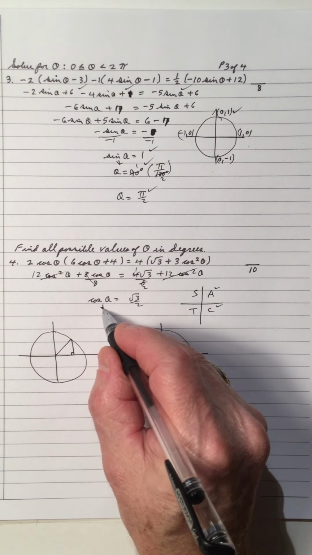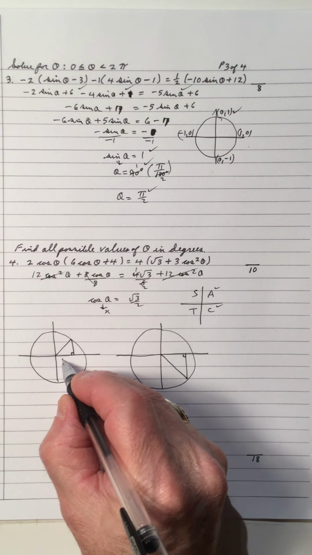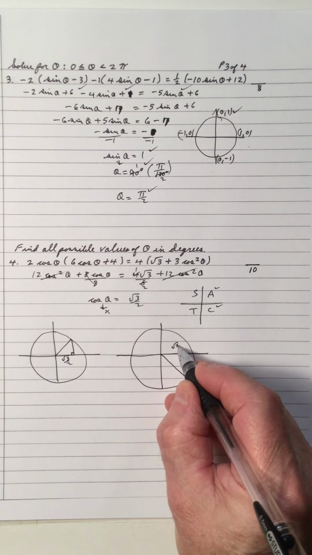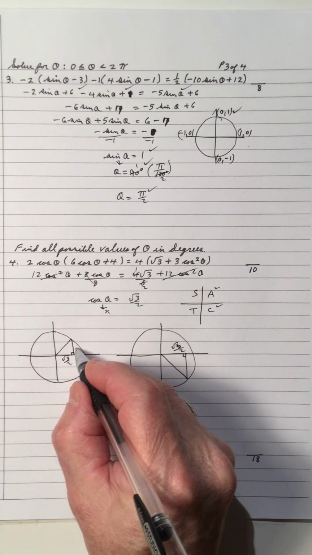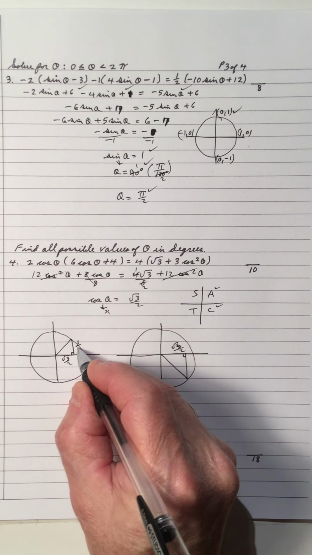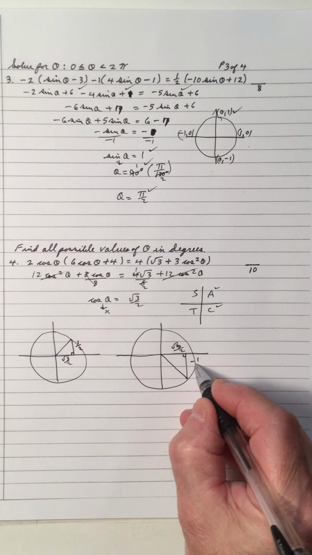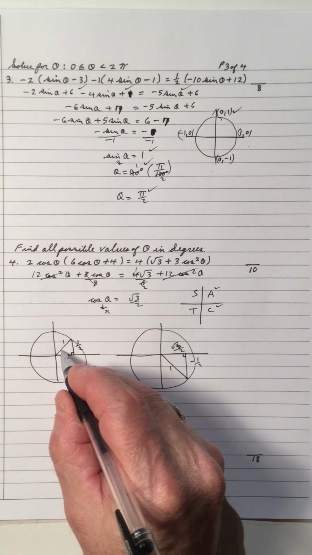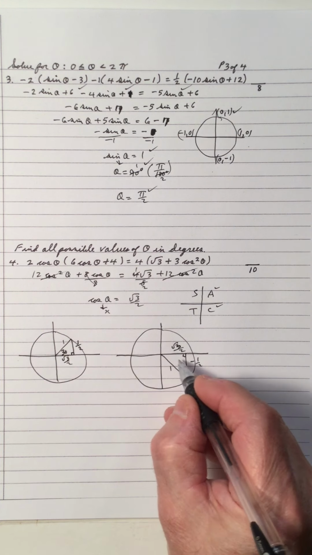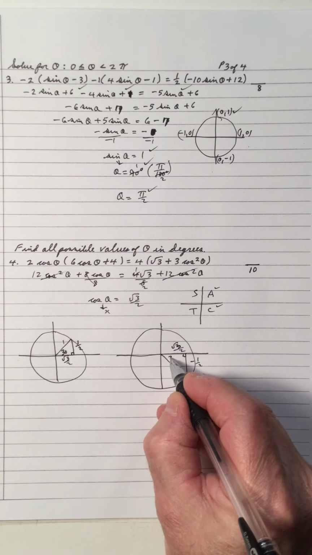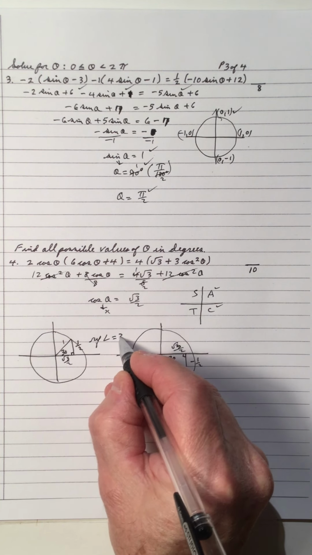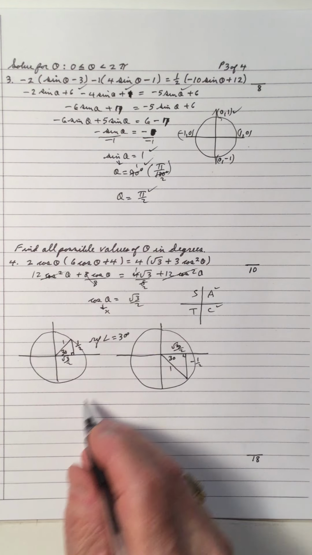And cos is the x. So the x is root 3 over 2 in each triangle. Root 3 over 2. And the y is a half. And this one is a negative a half. Hypotenuse is 1. Opposite the half is a 30-degree angle. Opposite a half, or negative, is a 30-degree angle. So that means the reference angle is 30 degrees.